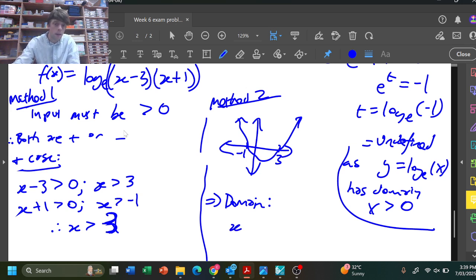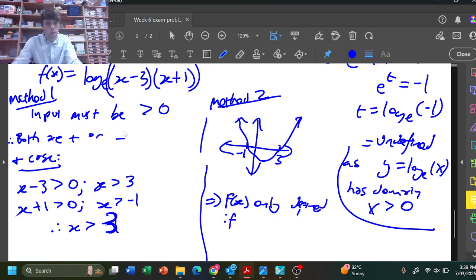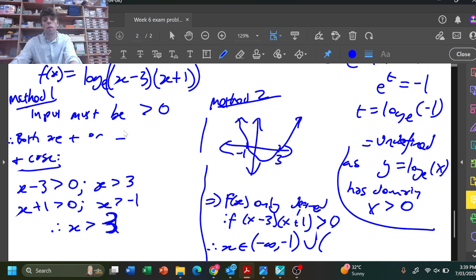So therefore, we can see that f is only defined if x minus 3 times x plus 1 is greater than 0. Looking at this graph, it's greater than 0 for x values less than negative 1. And remember, when doing this, we have a round bracket around negative infinity. We list the smaller number first, so negative infinity up to negative 1, union with 3 up to positive infinity. And that's our final answer there.